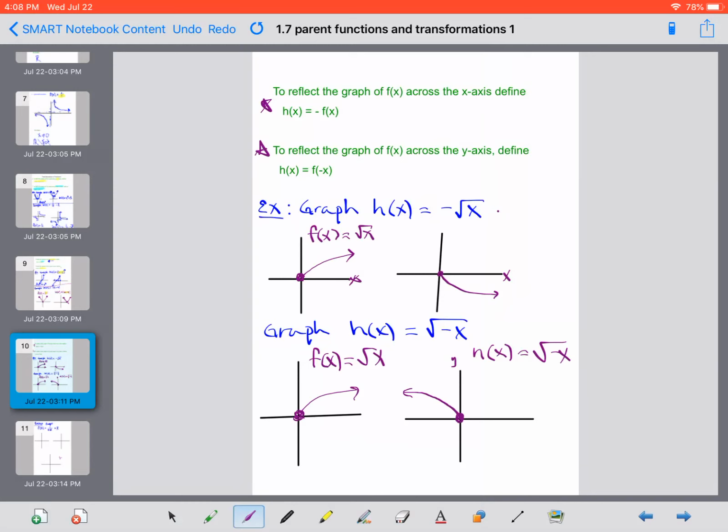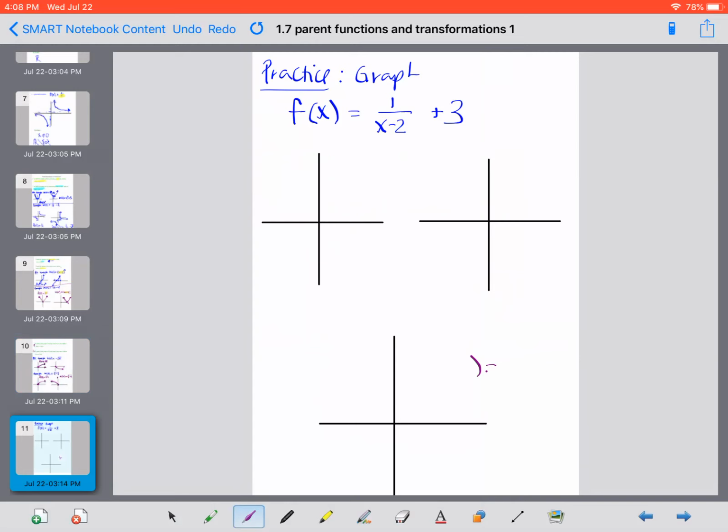Now this is all well and good. We know how to reflect graphs, we know how to shift them horizontally and vertically, but sometimes you'll see graphs that are a combination of these, graphs that have been shifted both vertically and horizontally and potentially also reflected. So let's do a couple of examples of that. Say we wanted to graph 1 over x minus 2 plus 3. There are two transformations happening here. First of all, we have x being replaced with x minus 2. This part here is going to represent a horizontal shift. And then we also have a plus 3 at the end. That's going to represent a vertical shift.